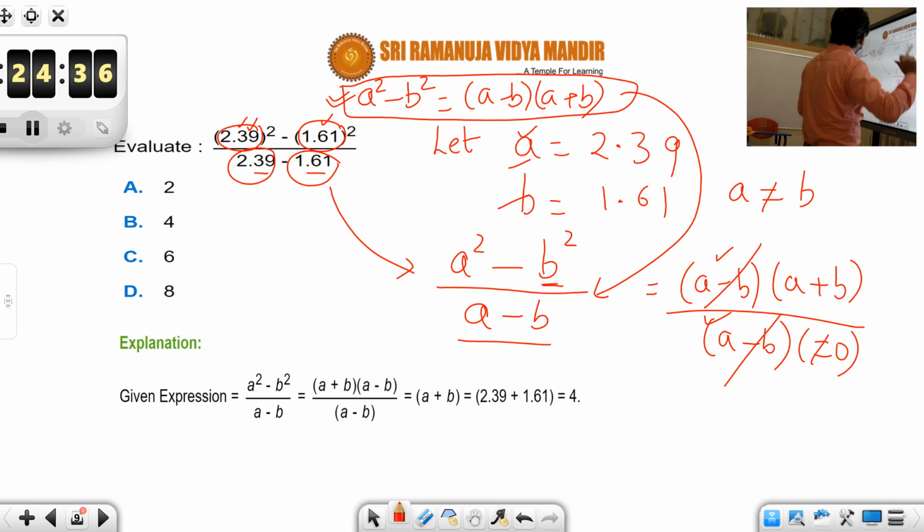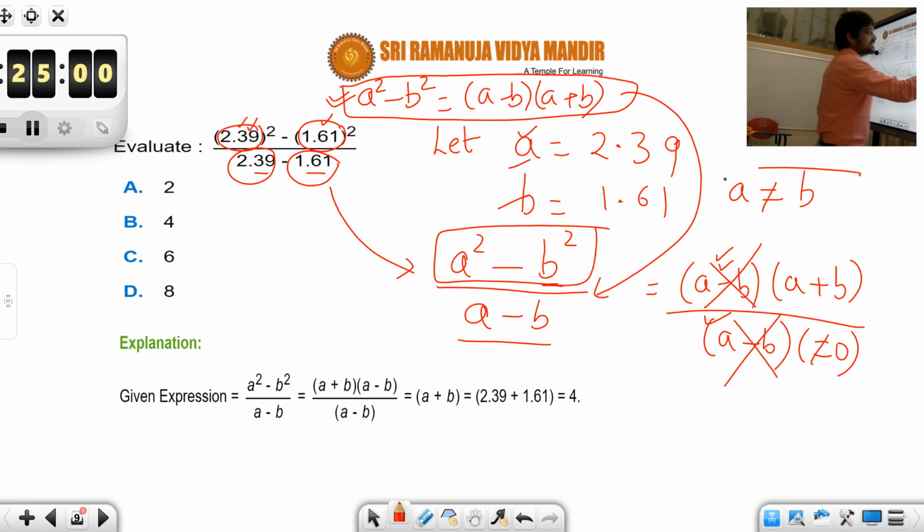Okay, so now let us use the identity of a square minus b square. a square minus b square is equal to a minus b times a plus b. Now we could cancel out the factors in the numerator and the denominator. Why? Because a is not equal to b, it is something different from b. Now students, we are left with a very simplified expression, that is a plus b.